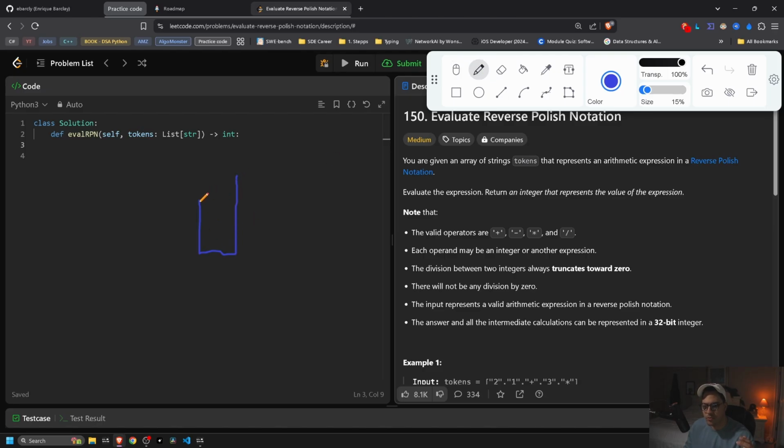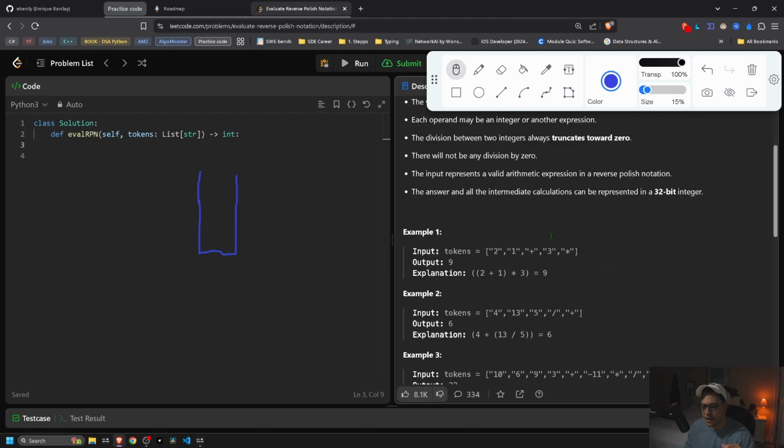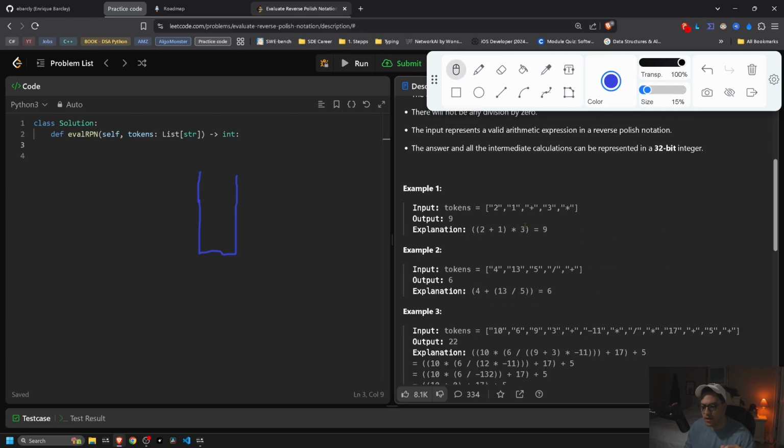So saying that, let's go ahead and put a stack over here and continue to solve the problem. I'm just going to represent that as a bucket; a stack could be a bucket. Everything you lay on the bottom stacks all the way to the top. Anyways, let's check the examples here. We have 2, 1, plus, and 3, and times, okay? It equals 9, and it gives you the explanation here: 2 plus 1 times 3 equals 9.